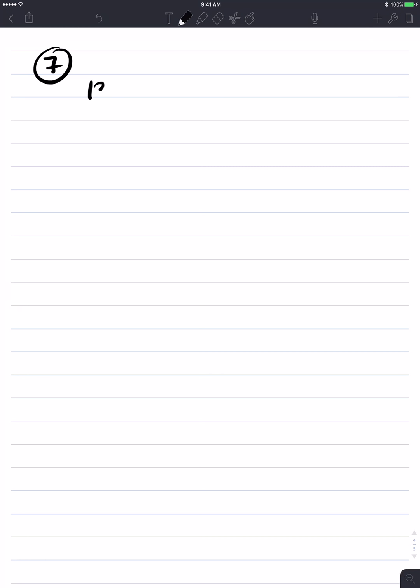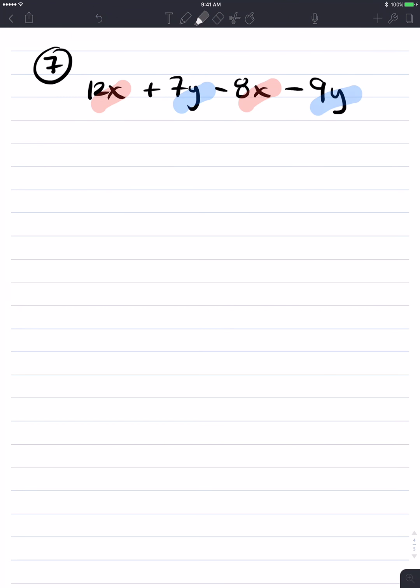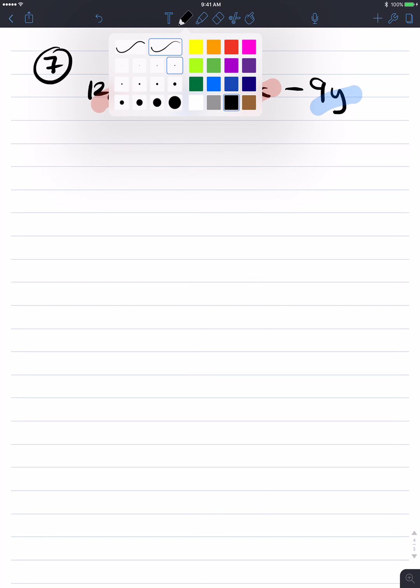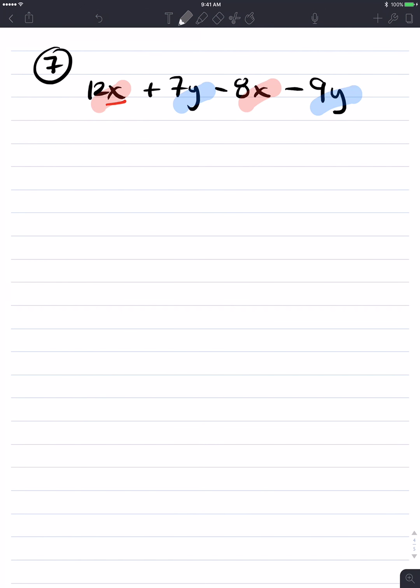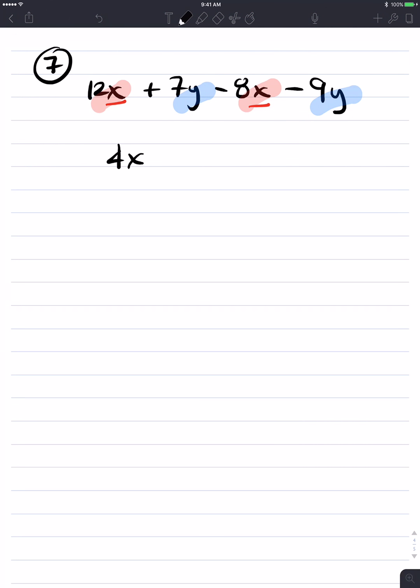Number 7. 12x plus 7y minus 8x minus 9y. x and x, these terms are like. y and y, these terms are like. 12x minus 8x is going to give me a 4x.